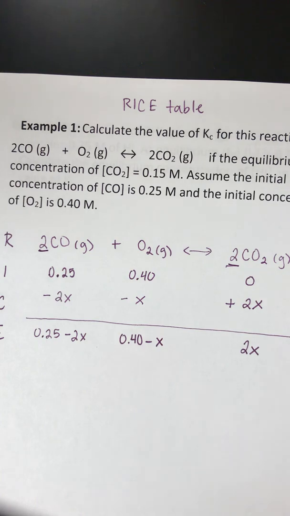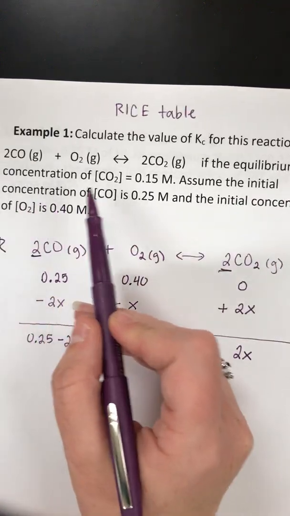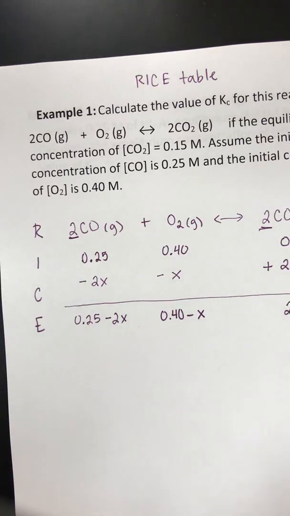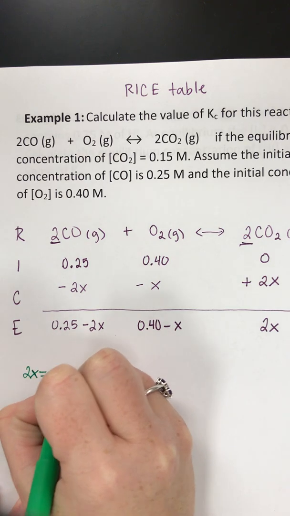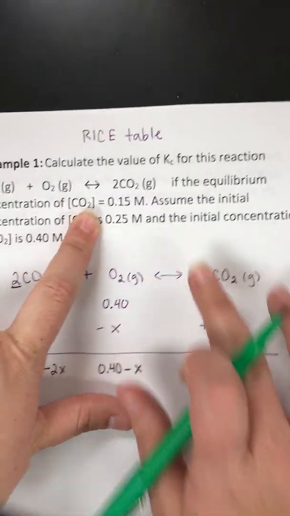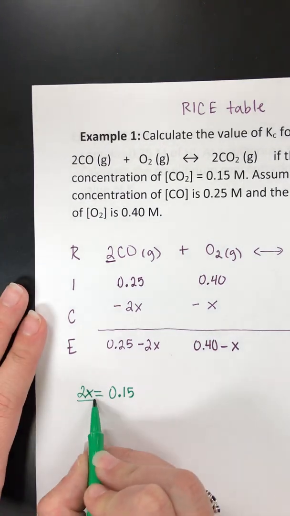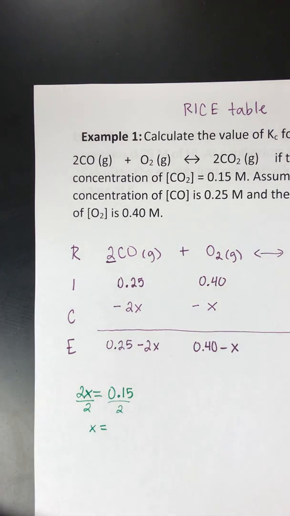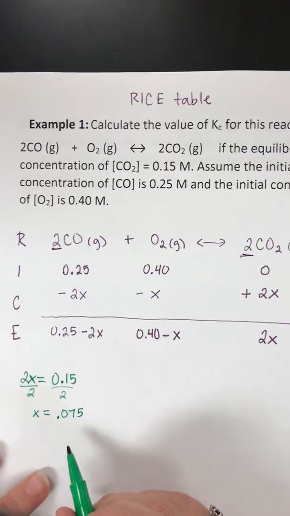Okay, so now what we need to do is look at our other given information. We know the equilibrium concentration of CO2. So we know that 2x equals 0.15, because it told me the equilibrium concentration of CO2 is 0.15 M. So I could solve for x by dividing by 2. So x equals 0.15 divided by 2 equals 0.075.